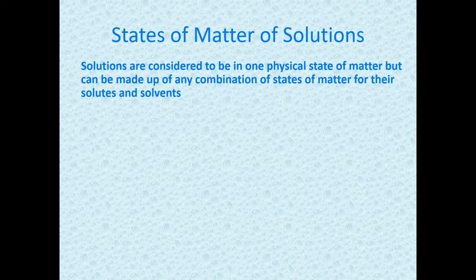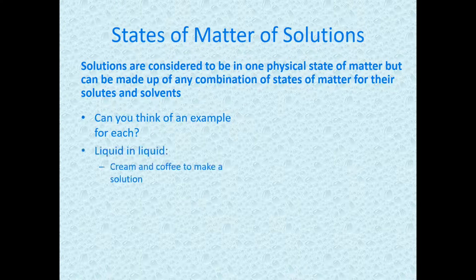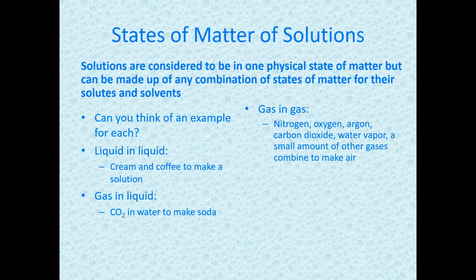So solutions are considered to be in one physical state of matter, but can be made up of any combination of states of matter for their solute and solvents. Can you think of an example for each? So for a liquid and liquid, we have our coffee and cream example that we just talked about. For gas and liquid, a common example you're familiar with is carbon dioxide in water to make soda.